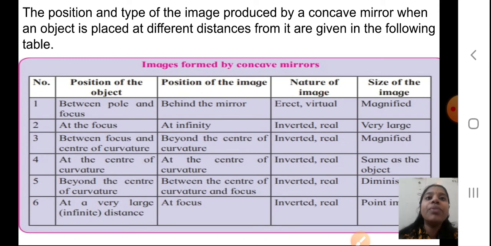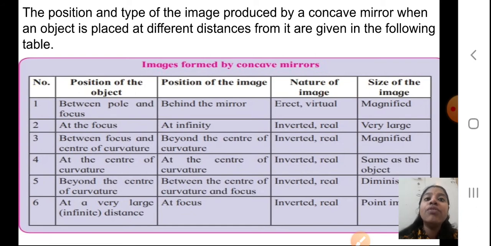The position and the type of image produced by a concave mirror when an object is placed at different distances from it are given in the following table. So how the images are formed in concave mirrors is given here. Position of the object: if the object is placed between the pole and the focus, the position of the image will be behind the mirror, the nature of the image will be erect and virtual, and the size of the image will be magnified, meaning it will be bigger.